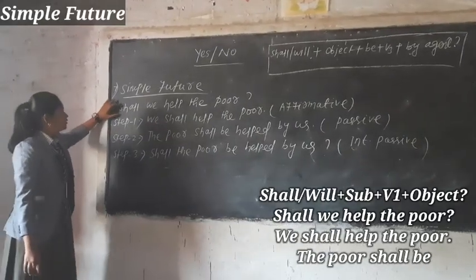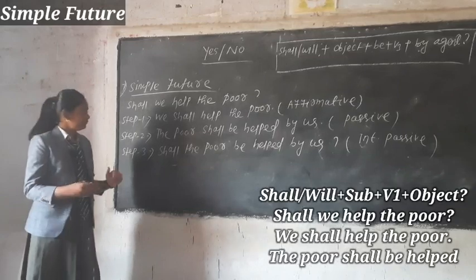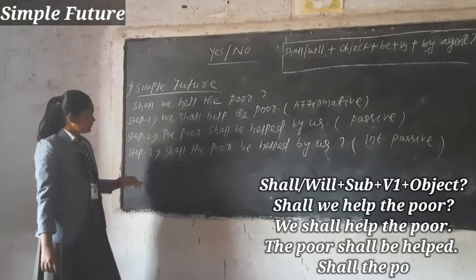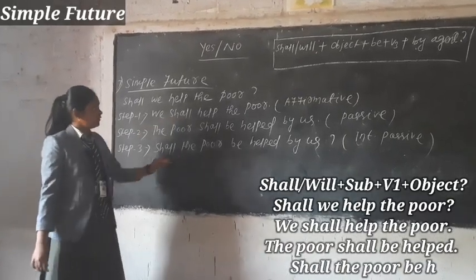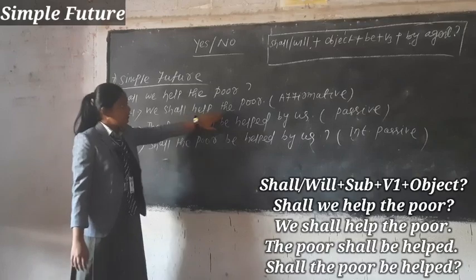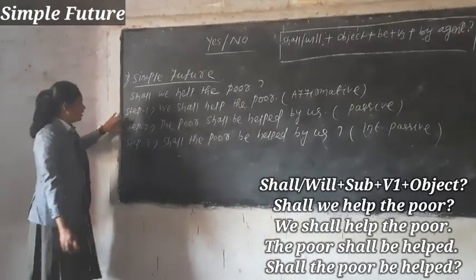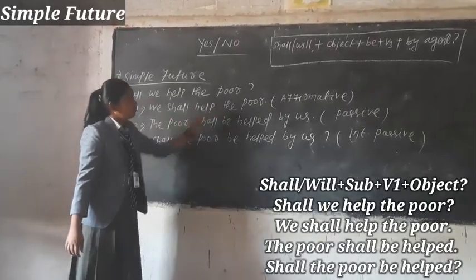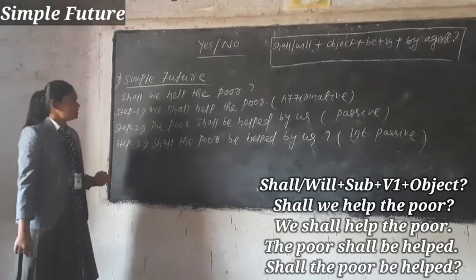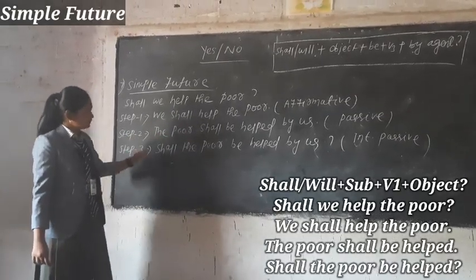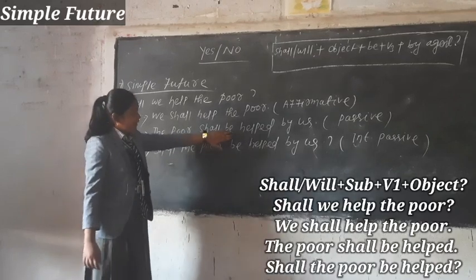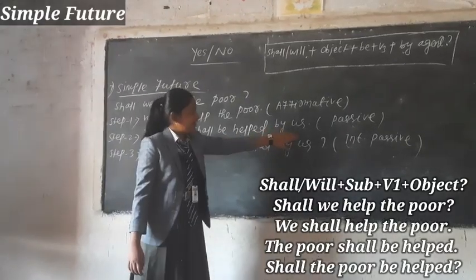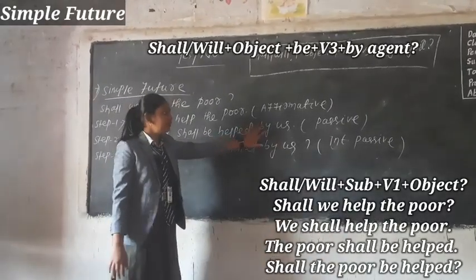So step 1 is to convert this sentence into affirmative. We shall help the poor. Here we is the subject, shall is the auxiliary verb, help is the main verb, the poor is the object. Step 2 is to passivize the sentence in affirmative. The poor was the object in affirmative, it becomes the subject in passive voice. Shall be is added in the passive voice and help is in the verb 3 form. By agent, by us. We can also omit the by agent.